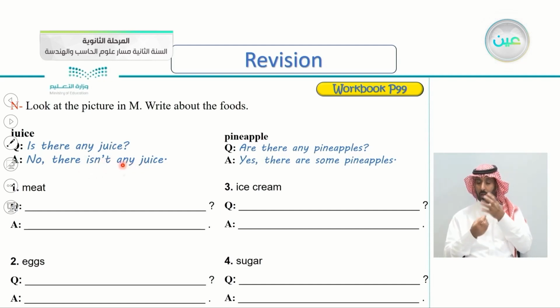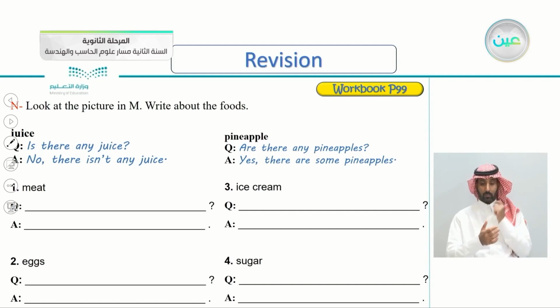Why did we put any here? Because it is negative. Very good. No, there isn't any juice. Pineapple, because pineapples are countable, we say are. Are there any pineapples? Yes, there are some pineapples. Why did we say some here? Because it's countable and it is an affirmative sentence. If it's negative like here, it would be any. No, there aren't any pineapples, but because it's affirmative, we said yes, there are some pineapples.